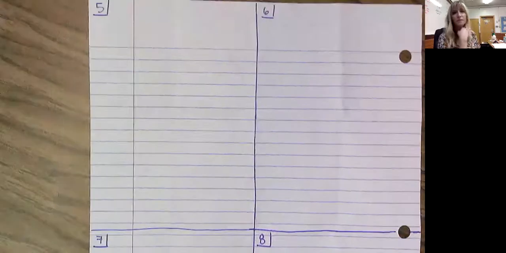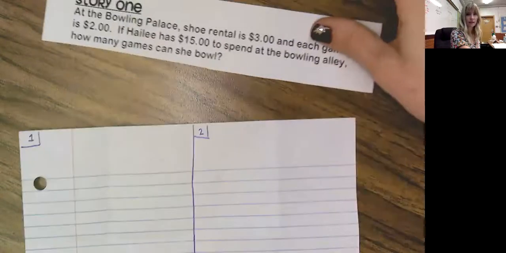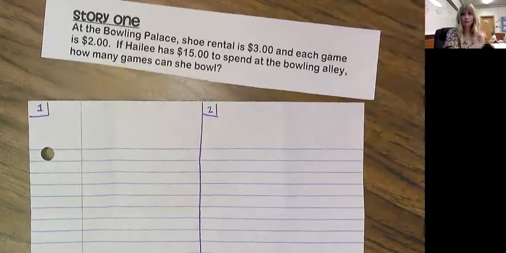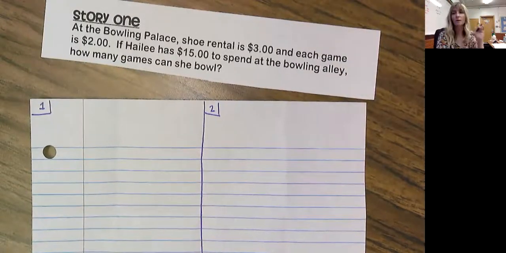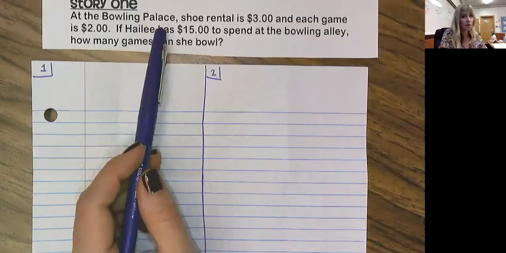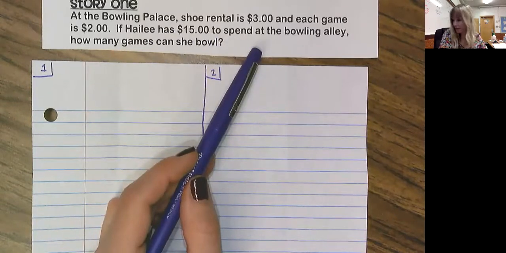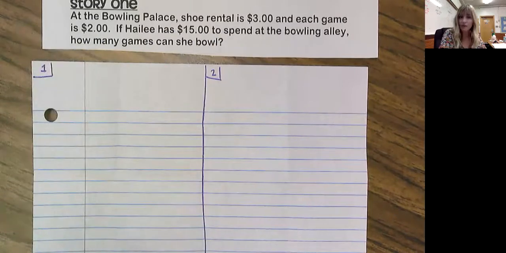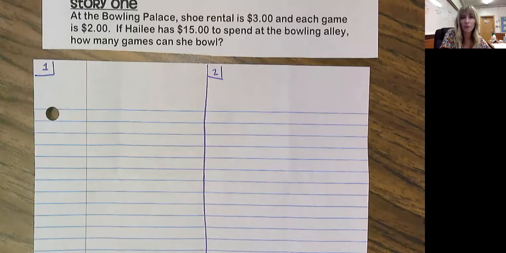Now, we've set it up this way because we're really going to break this down and make sure we're very, very clear on what it is we need and what it is we're trying to find. What you're going to see as you scroll down after you watch this video is these stories in Canvas. So I have story 1. This is also in Canvas, but you'll already be done with stories 1 and 2 by the time you're done with this video. It says, at the bowling palace, shoe rental is $3 and each game is $2. If Haley has $15 to spend at the bowling alley, how many games can she bowl?